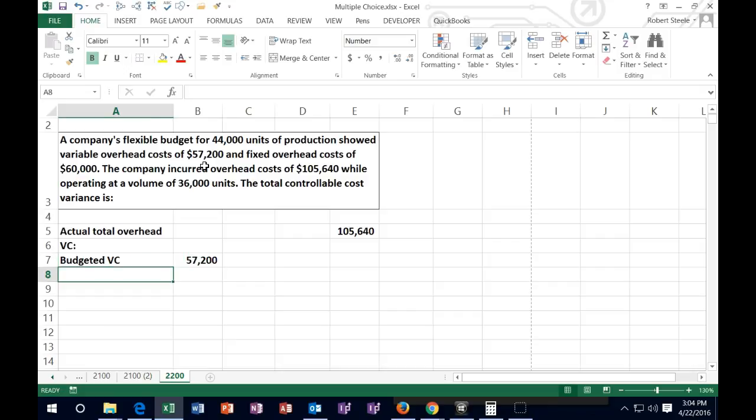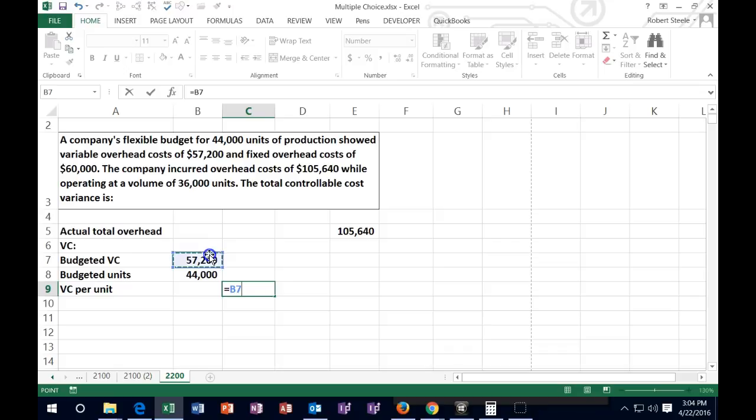That's the budget. And then budgeted units that we thought we were going to produce was the 44,000. We actually produced 36, but we thought we were going to produce the 44. That's what we're going to use in our budget. Therefore, the variable cost per unit that was budgeted for was going to be equal to the 57,200, that's the total variable cost, divided by the 44,000.